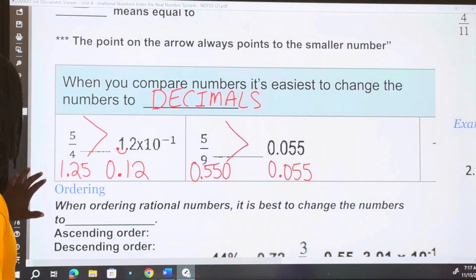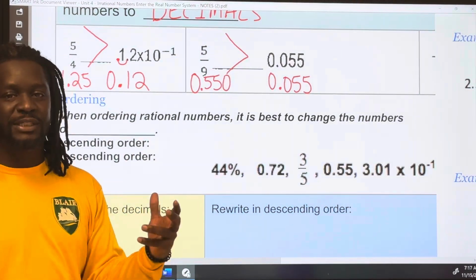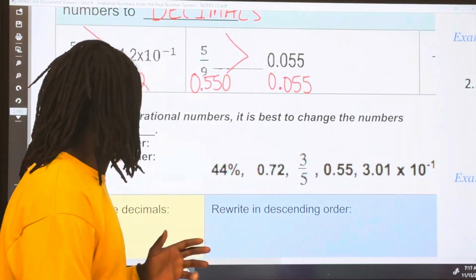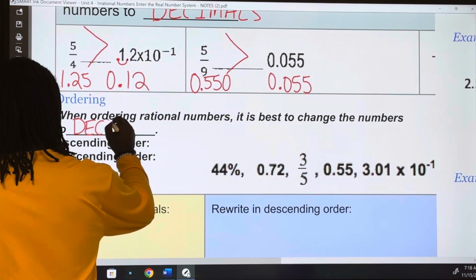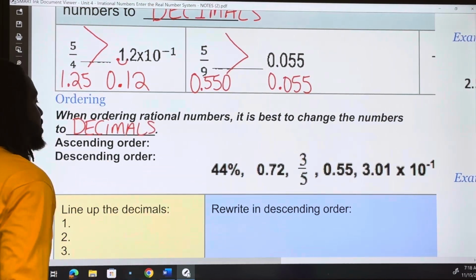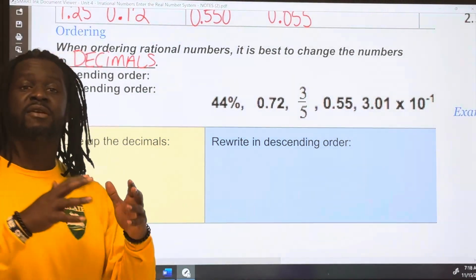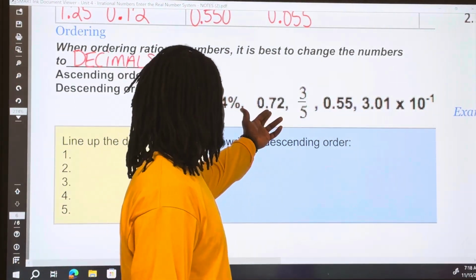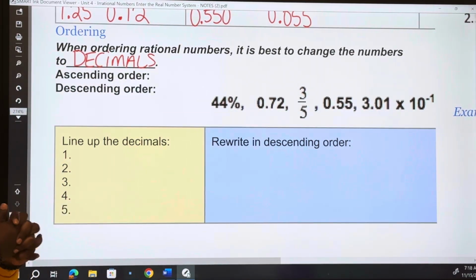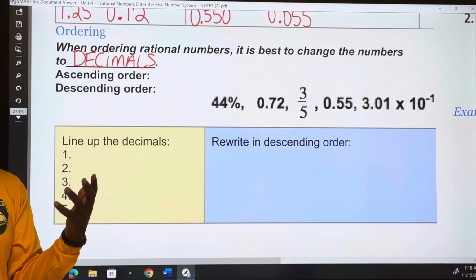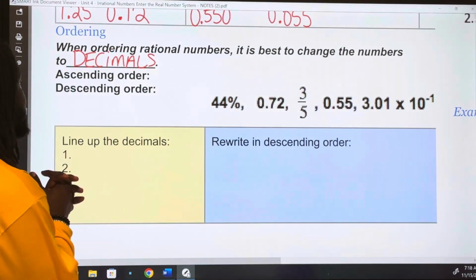And so because this is super important, when we are ordering, it is the same thing. We want to keep in mind the same tip, which is when ordering rational numbers, it's best to change them to decimals, okay? So this time we are ordering a set that consists of a percent, a decimal, a fraction, and even a number written in scientific notation. So the step is the same: we are going to rewrite all of them as decimals, okay?